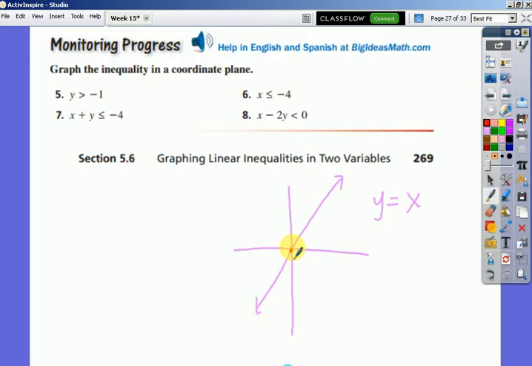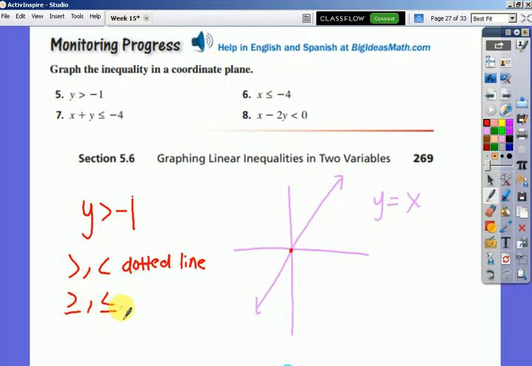So for example, on number 5, it says graph the line y is less than negative 1. The first thing that we're going to do is determine whether or not the line that we graph is going to be solid or dotted. Based on the notes that you took yesterday, is that going to be a solid line or a dotted line? It will be a dotted line. Perfect. So when we see just less than or greater than, that's a dotted line. As soon as we put that bar underneath for less than or equal to or greater than or equal to, then it will be a solid line.